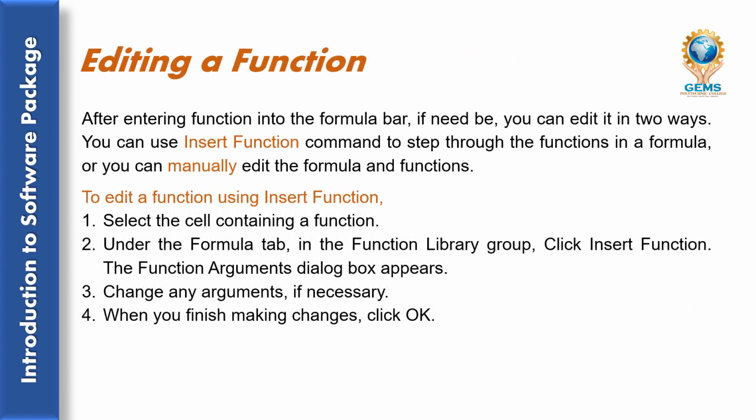After entering a function into the formula bar, if need be, you can edit it in two ways. You can use the Insert Function command to step through the function in a formula, or you can manually edit the formula and function. To edit a function using Insert Function, select the cell containing a function. Under the Formulas tab, in the Function Library group, click Insert Function. The Function Arguments dialog box appears. Change any argument if necessary. When you finish making changes, click OK.